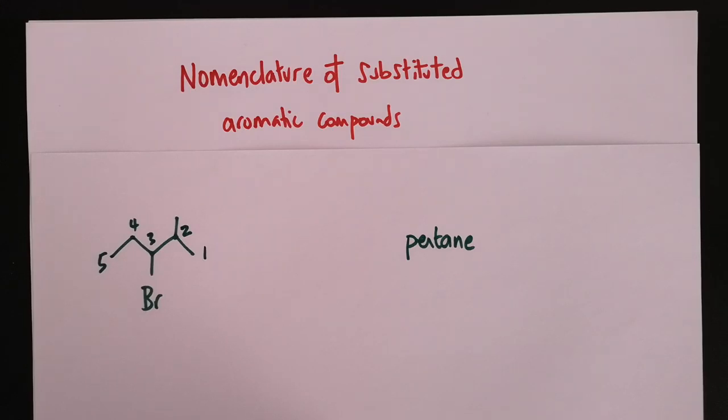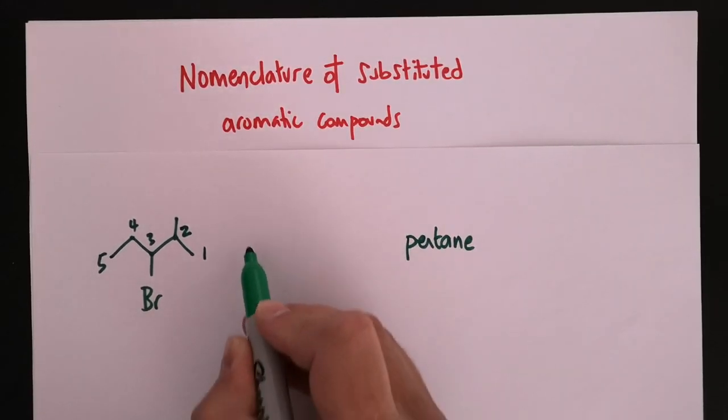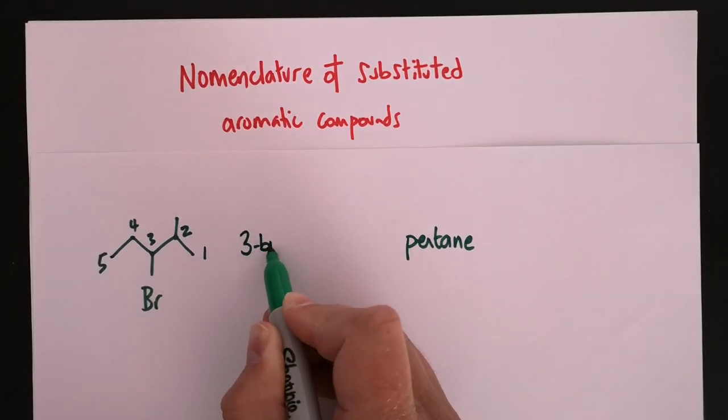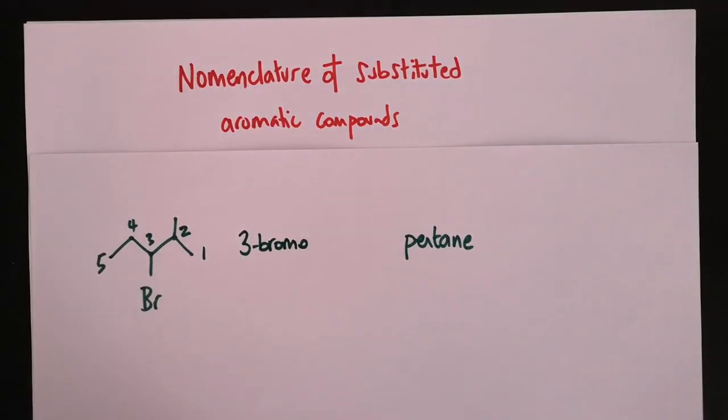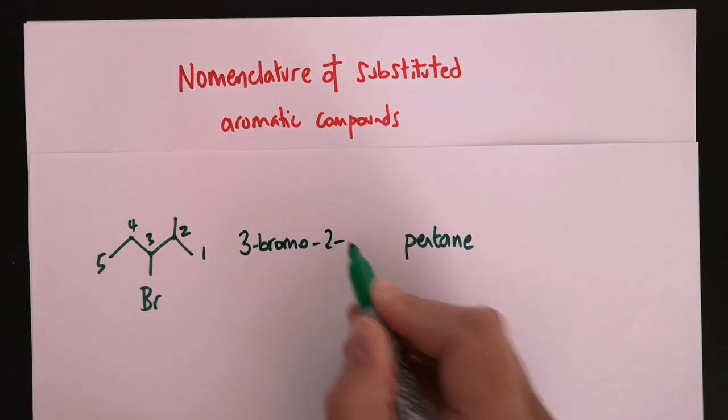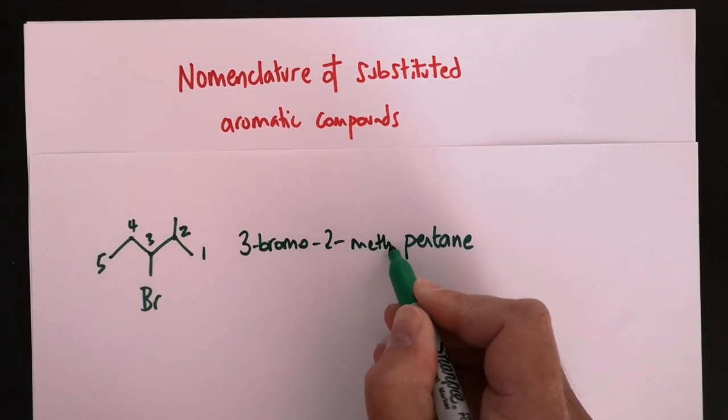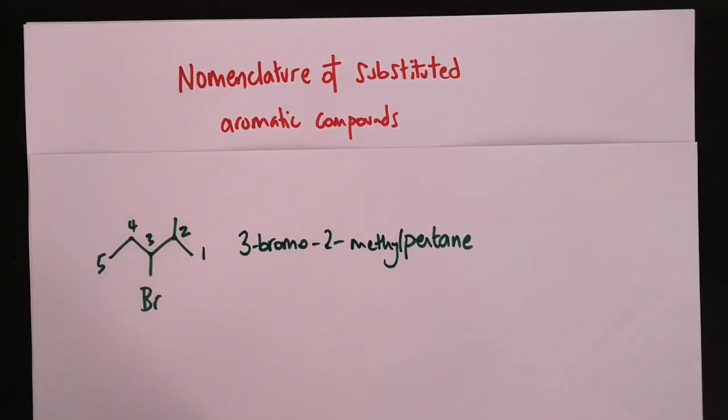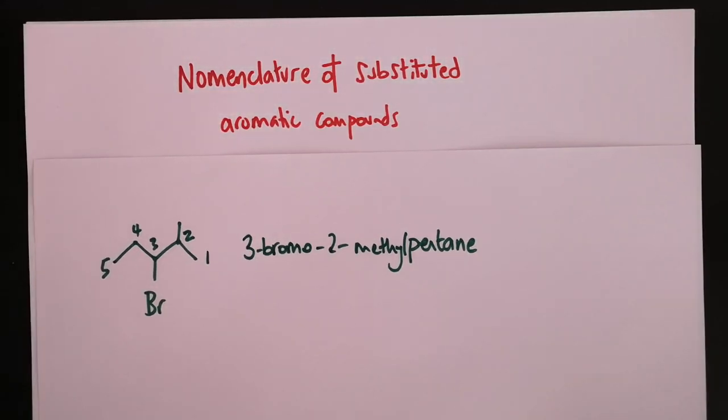The next rule is that we would put the substituents in alphabetical order in the name. So the bromo would come before the methyl. So my final name would be 3-bromo-2-methylpentane. Okay, let's now have a look at some aromatic compounds and see if we can translate that information to those.